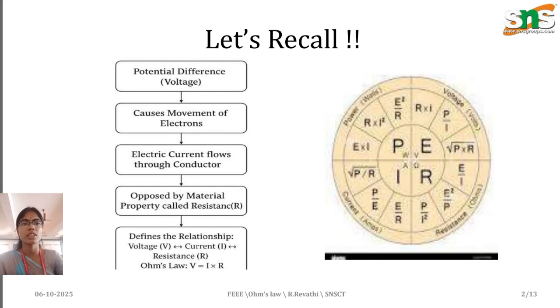So let us recall the previous class, which discussed potential difference, causes of movements of electrons, and electron current flow through conductors opposed by materials, and the relationship between voltage and current. We all know that current is denoted as I and voltage is denoted as V. Resistance is R, which resists the flow of charges, which is current, and the conduction of electric flow of charges is mainly focused on the conductors.